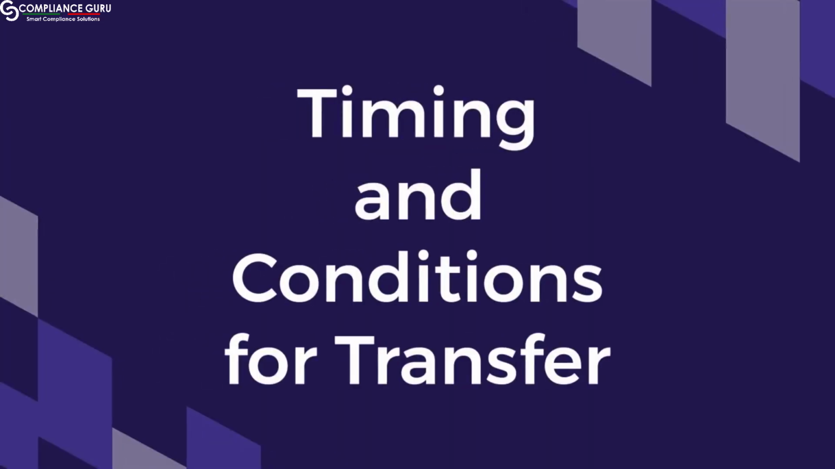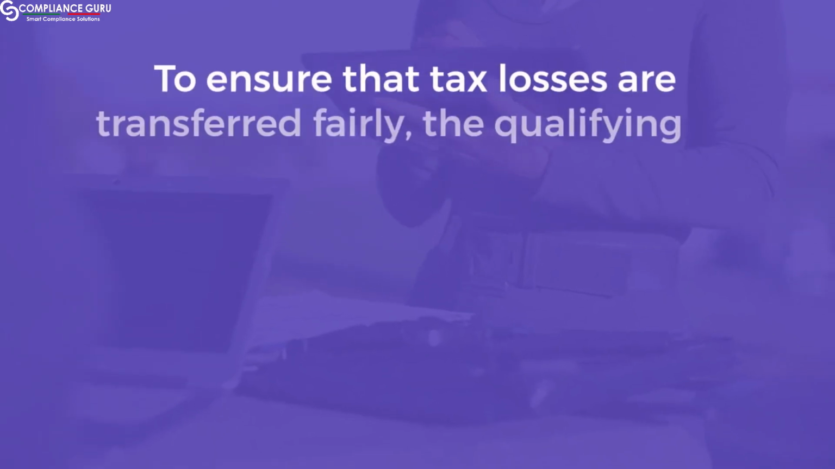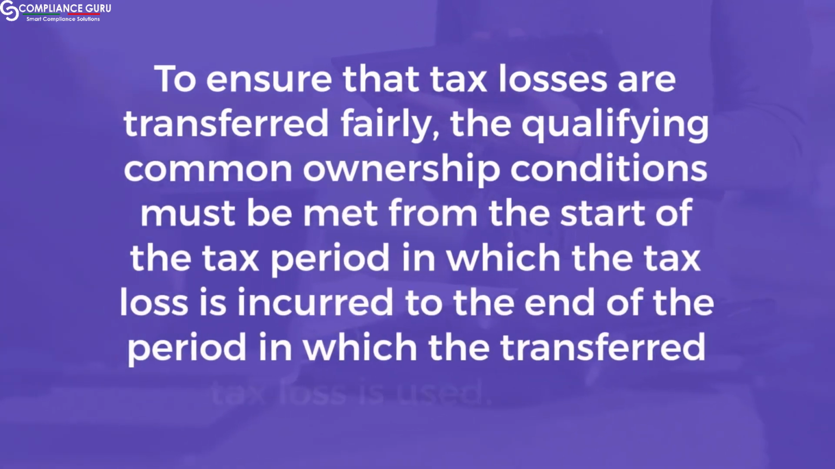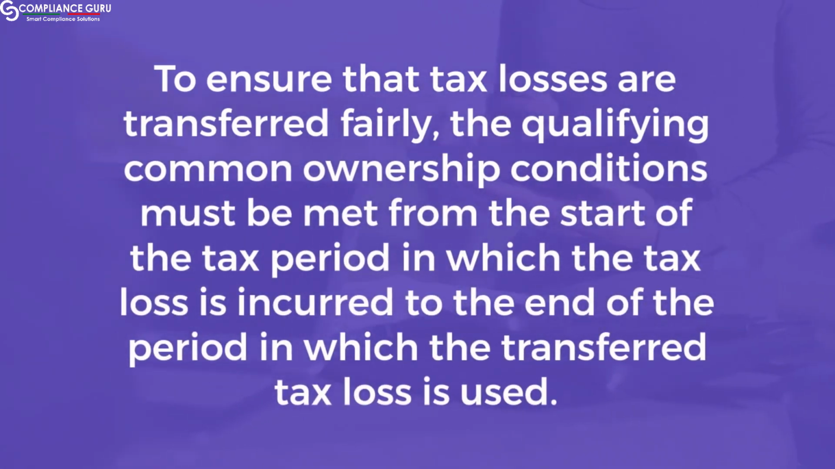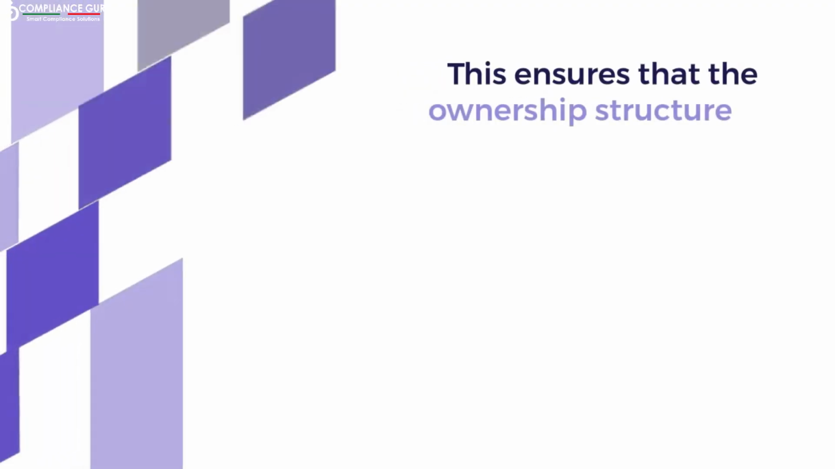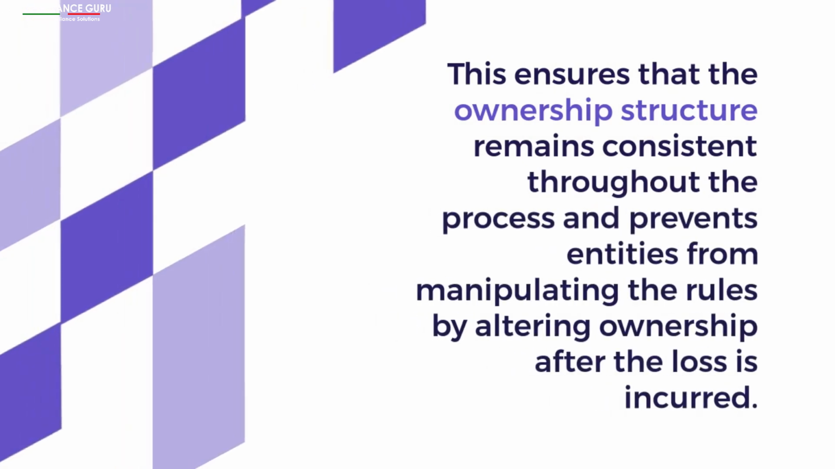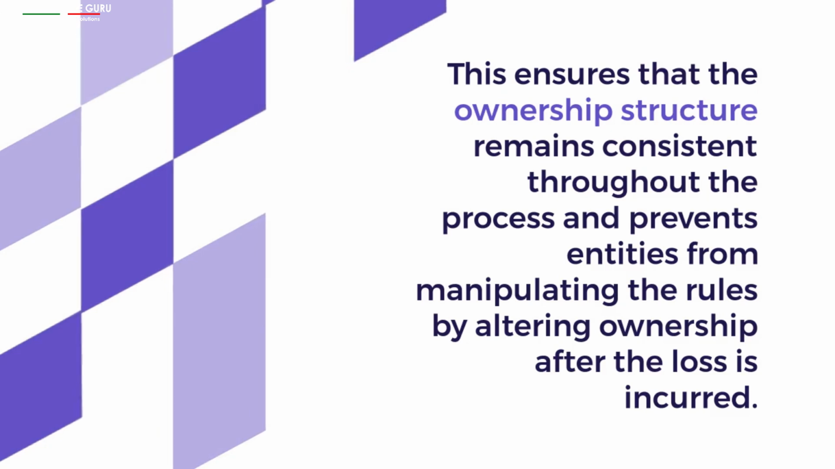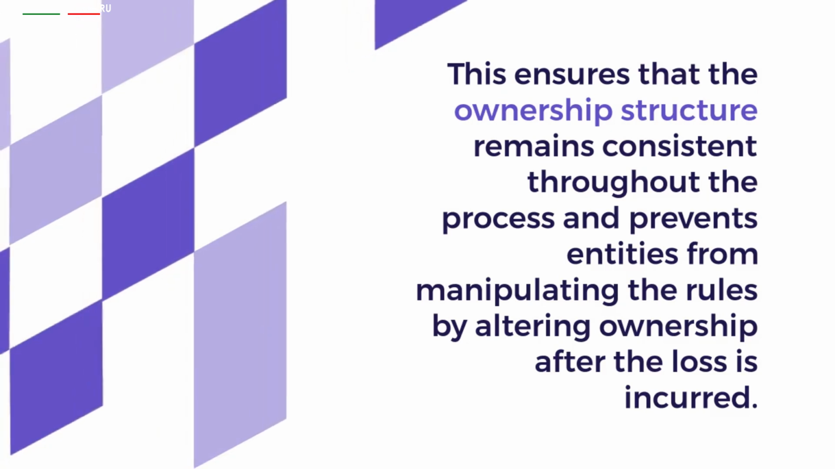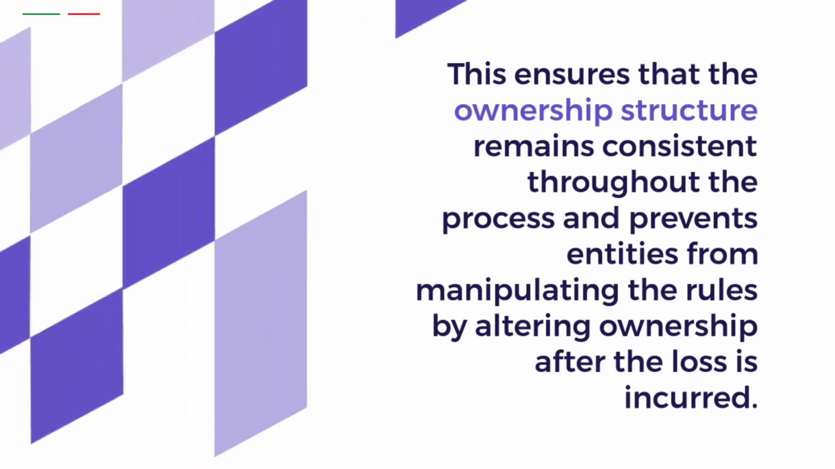Timing and conditions for transfer. To ensure that tax losses are transferred fairly, the qualifying common ownership conditions must be met from the start of the tax period in which the tax loss is incurred to the end of the period in which the transferred tax loss is used. This ensures that the ownership structure remains consistent throughout the process and prevents entities from manipulating the rules by altering ownership after the loss is incurred.